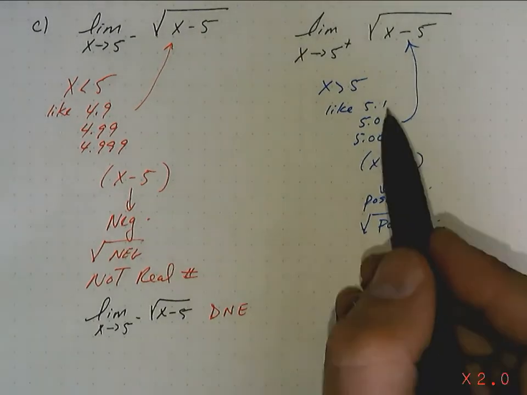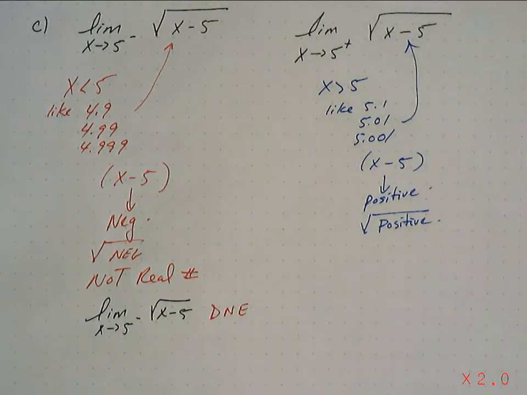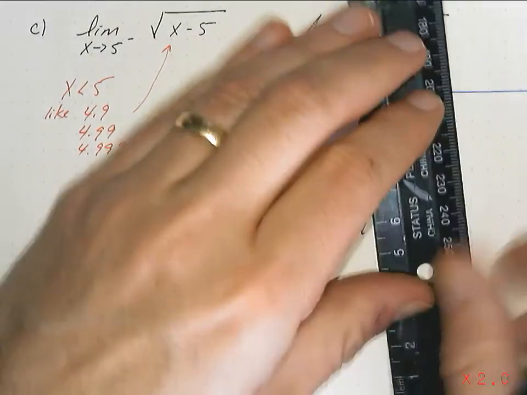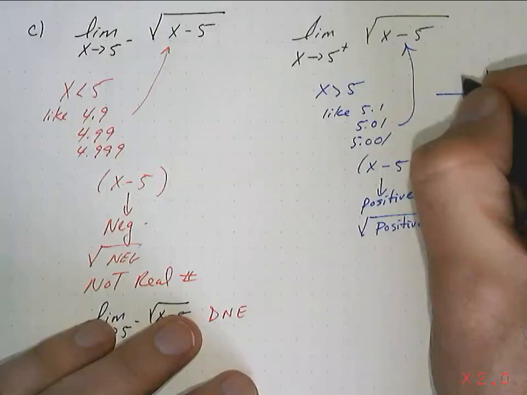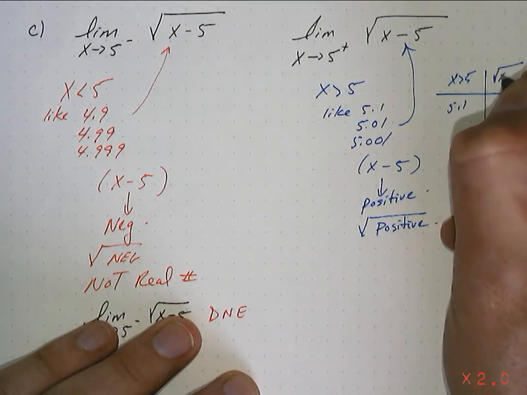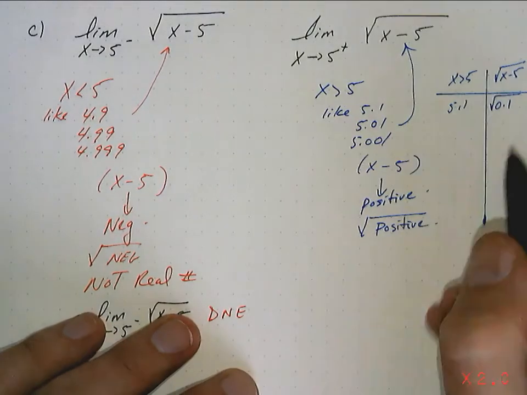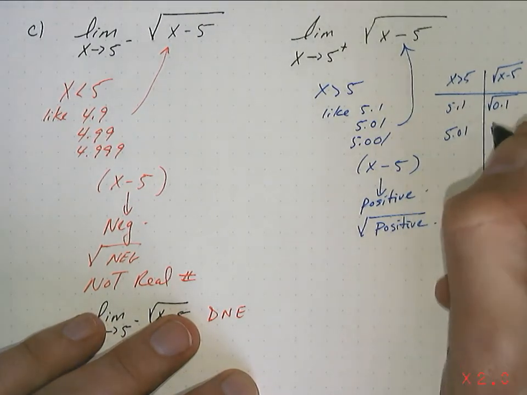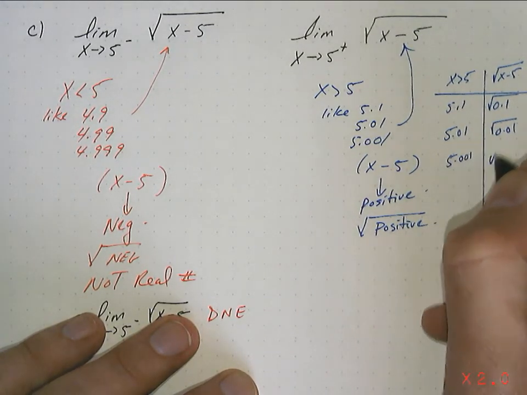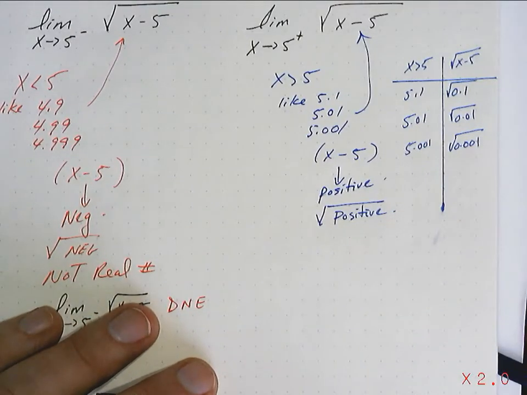So think to yourself: if I do 5.1 subtract 5, I'm going to get 0.1. So you can do your little chart. You're going to get x greater than 5. For 5.1, you're going to have x minus 5 as 0.1 square rooted, whatever that is. I'm not even going to bother figuring it out because I see a pattern here. This is going to be 0.01 square rooted. And this one's going to be 0.001 square rooted.